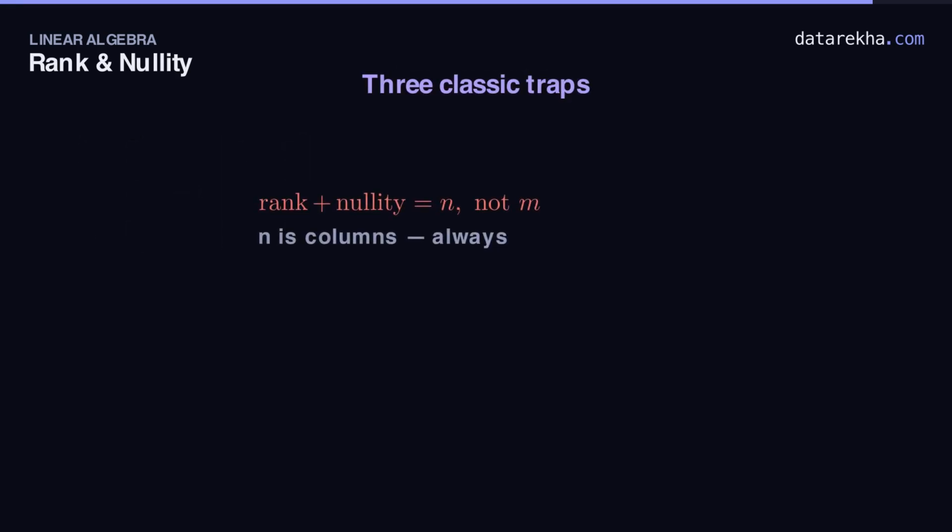Trap 1. Using the number of rows. Rank plus nullity equals n, the number of columns, never m, the rows. Count columns every time.